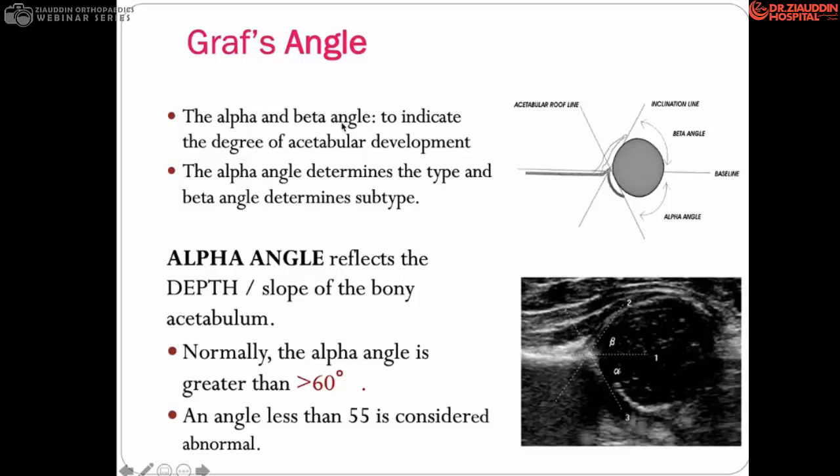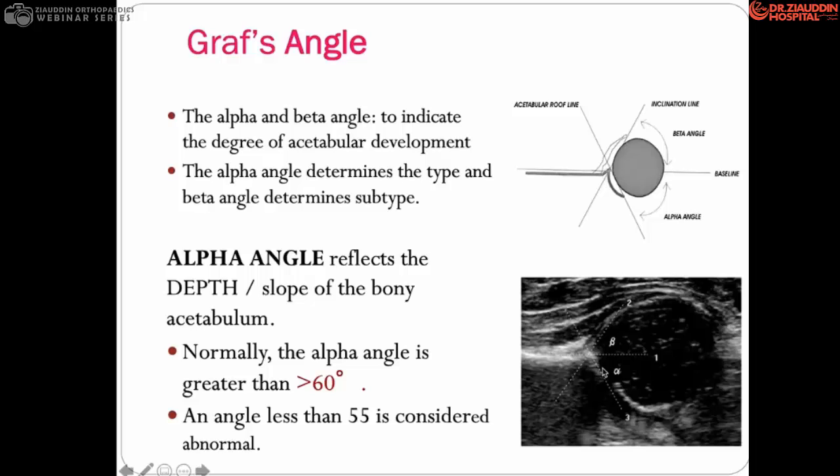So it is written here, the angle indicates the degree of acetabular development and the depth of the acetabulum, while the alpha angle determines the type, the beta angle determines the subtypes. So here is again a beta angle, and this is the alpha angle, this is the bony portion, this is the cartilaginous portion. Alpha angle reflects the depth and the slope of the acetabulum. Normally it is more than 60 degrees, and an angle less than 55 degrees indicates dysplasia. So if you consider these two lines, if this angle increases, it means the bone is developing, coverage is better and the depth of the acetabulum is more.